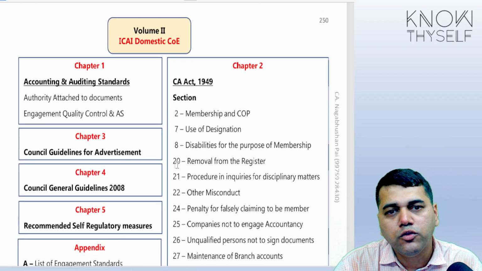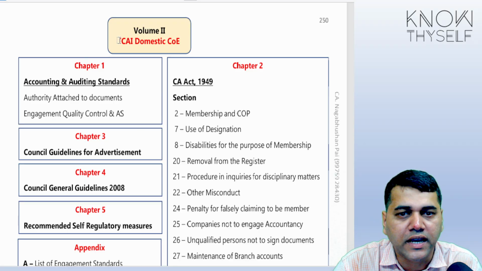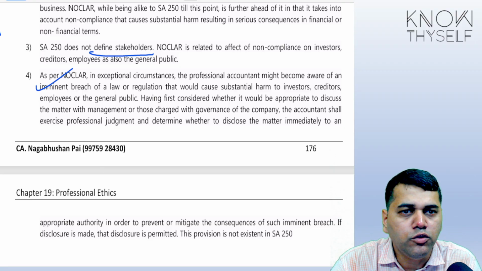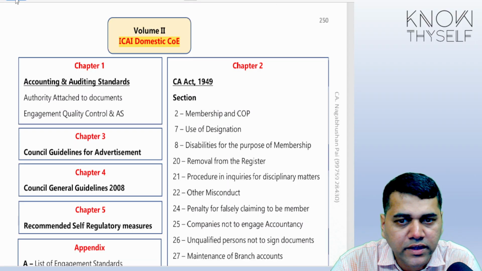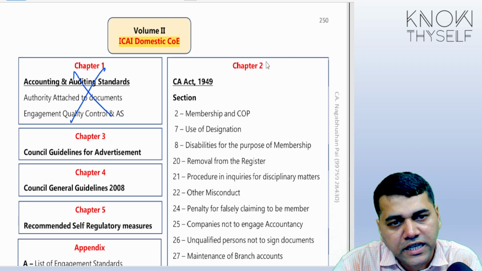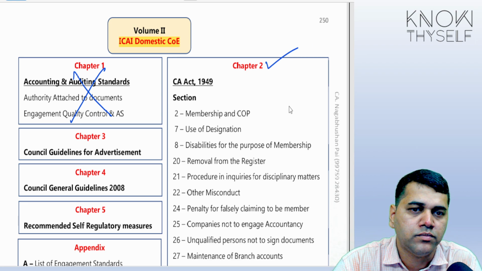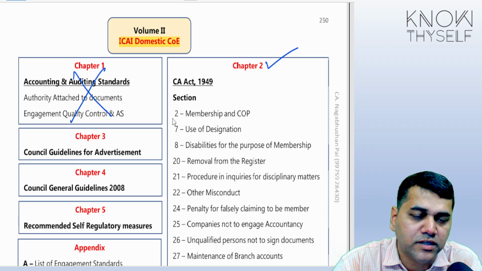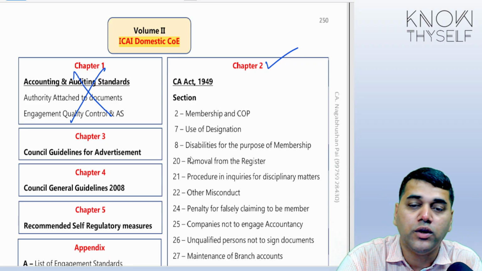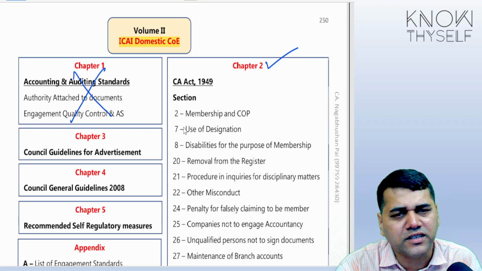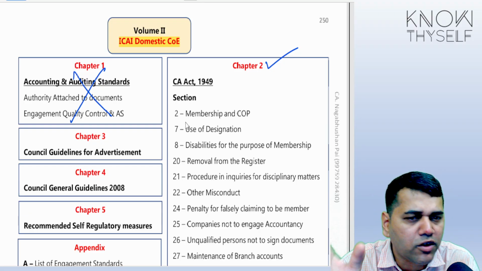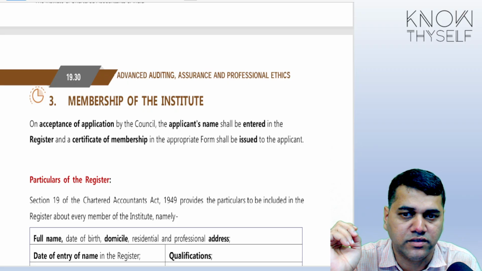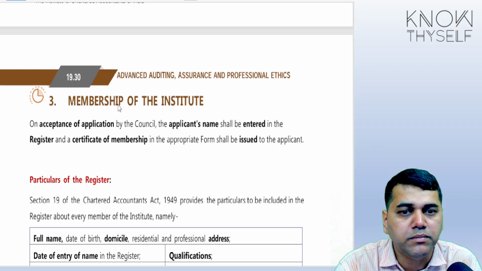Now we will go to Volume Number 2, which is the ICAI Code of Ethics. This is your second part. Now, how do you begin this discussion? Chapter 1 they have not discussed. So straight away they started with Chapter Number 2, which is the CA Act 1949. In this, they discuss only relevant sections, which you as a CA should have understood. Other sections like Section 3, 4, 5 are not required, not relevant. The first part, they start discussing the sections. Now, when can you become a member of the Institute?